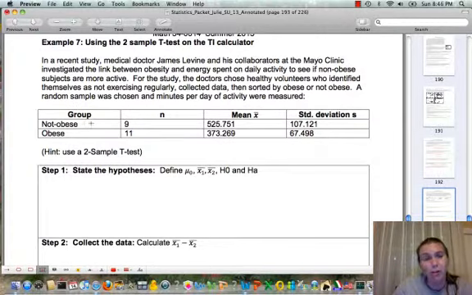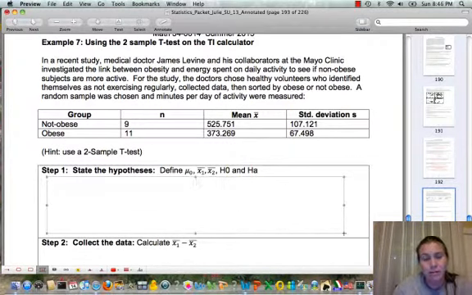So we've got these two groups, the non-obese group and the obese group. They had different sample sizes. That's okay, we can still compare. They had different means and different standard deviations. So we're looking at two different groups. So this is two samples. So we're going to use this two-sample t-test. So let's go ahead and state our hypotheses.